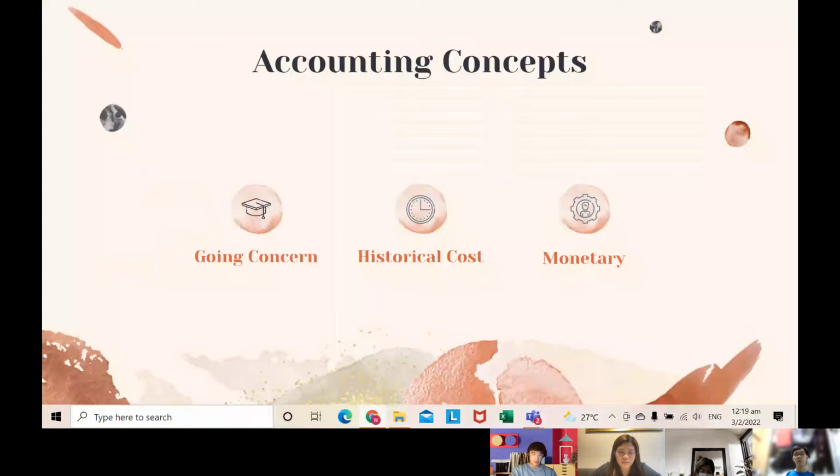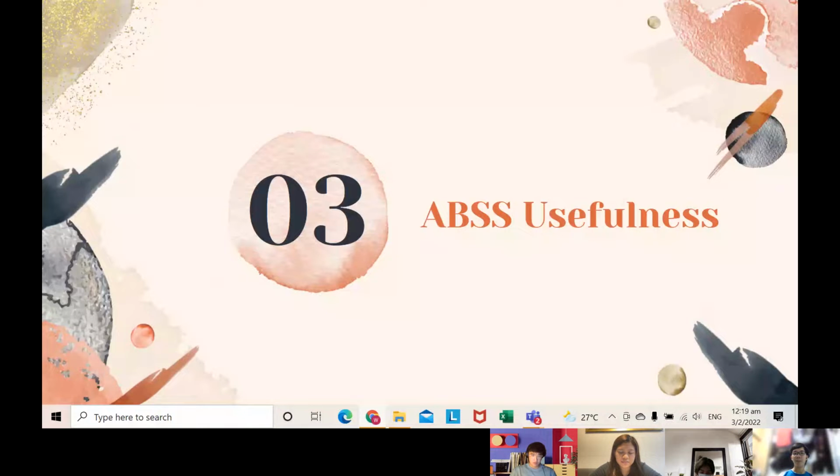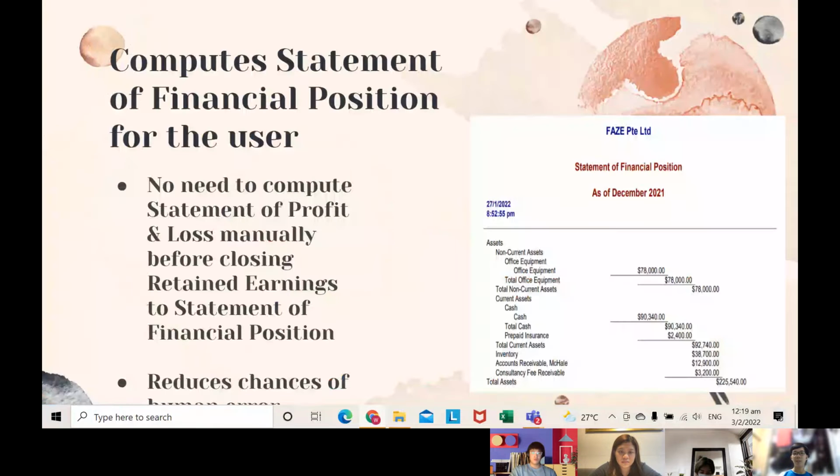Thank you, Joshua. Next up, we will now move on to the usefulness of ABSS. Firstly, the ABSS software will compute the statement of financial position for the user. Within just a few clicks, the statement of financial position report will be generated by the software, and therefore, there's actually no need for the user to manually compute the statement of profit and loss before closing the retained earnings to the statement of financial position. And therefore, it reduces the chances of human error that could be made if this was done manually.